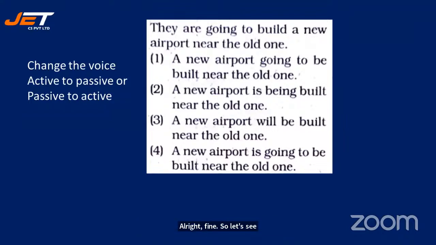They are going to build a new airport near the old one. Right. So there are 4 options given. A new airport going to be built near the old one. Option 1. Option 2. A new airport is being built near the old one. Third option. A new airport will be built near the old one. Fourth option, a new airport is going to be built near the old one.